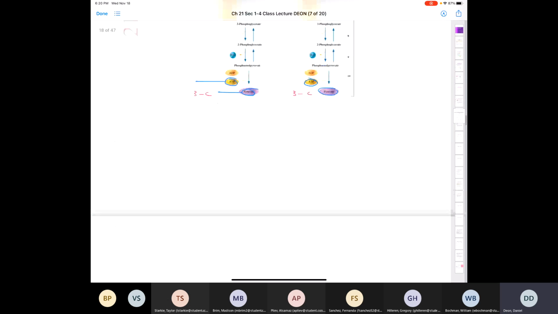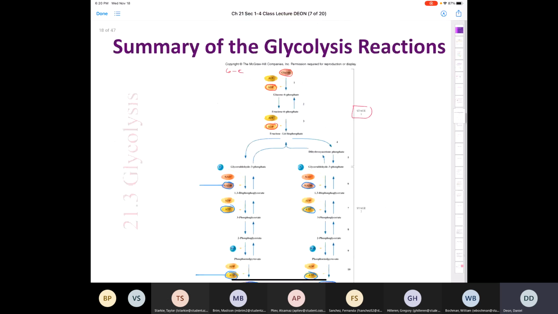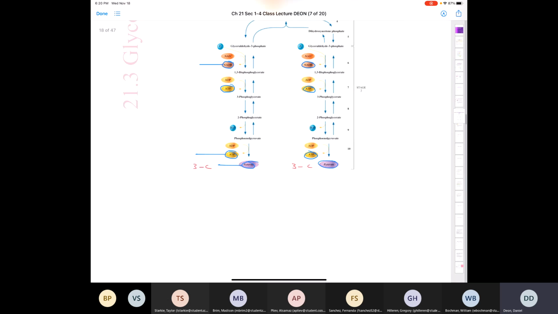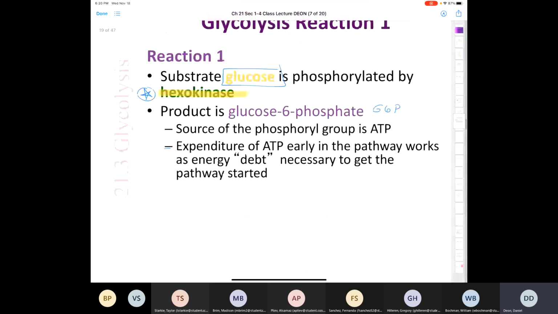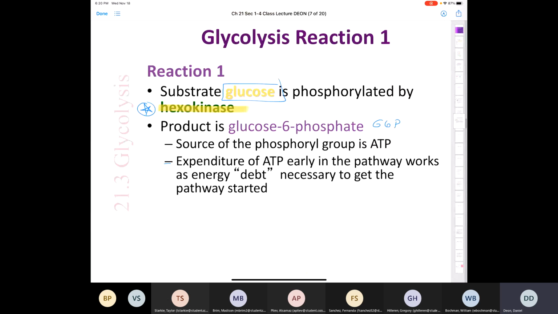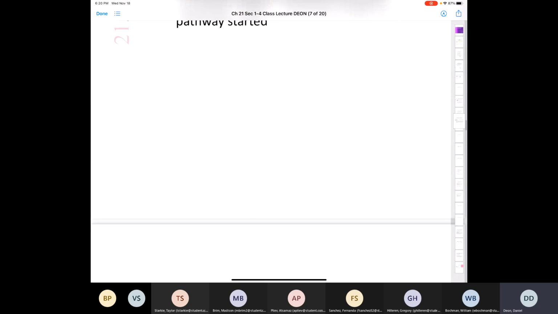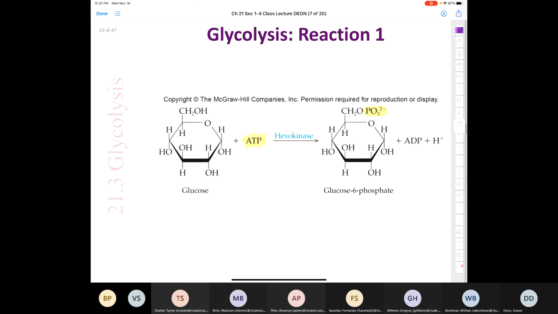If you go back here, here's this first step. This is all we've covered, okay? We're still not done with the first step. You've made G6P and you produced ADP, so you spent up an ATP. All right, I have another slide here that shows it. I tried my best to color code it. So I think I put all the substrates in yellow, the products in purple, and the enzymes in green. I tried anyway. Here's that reaction.